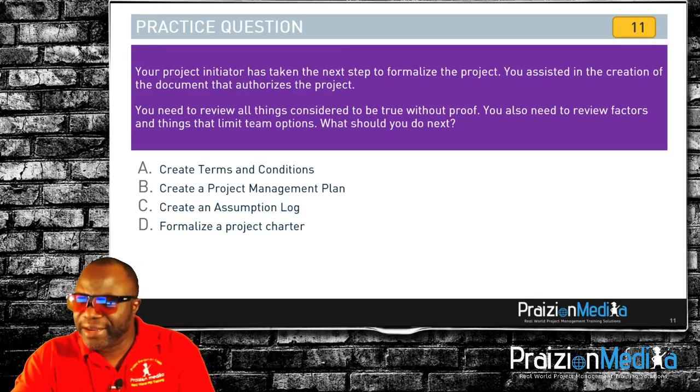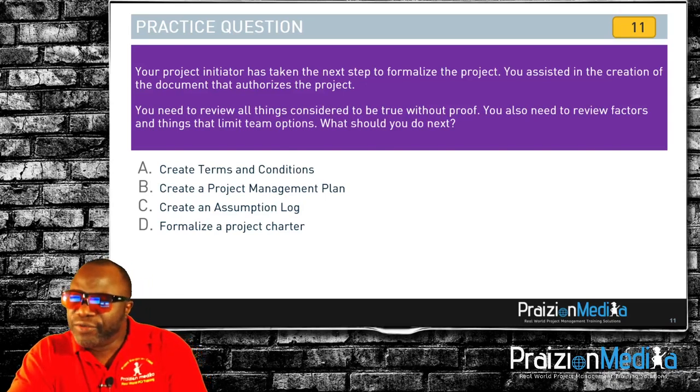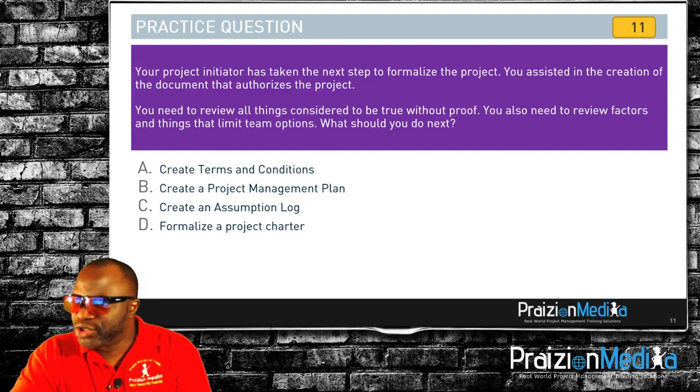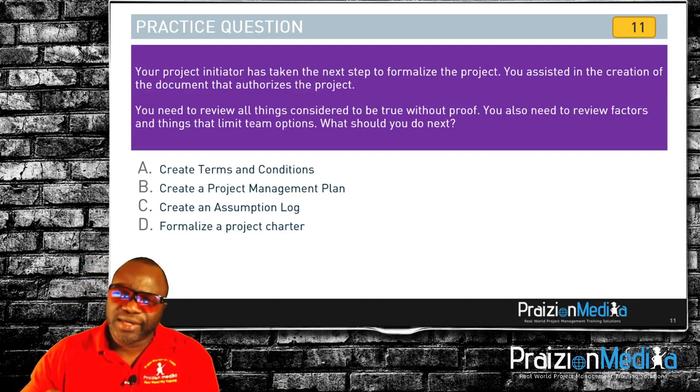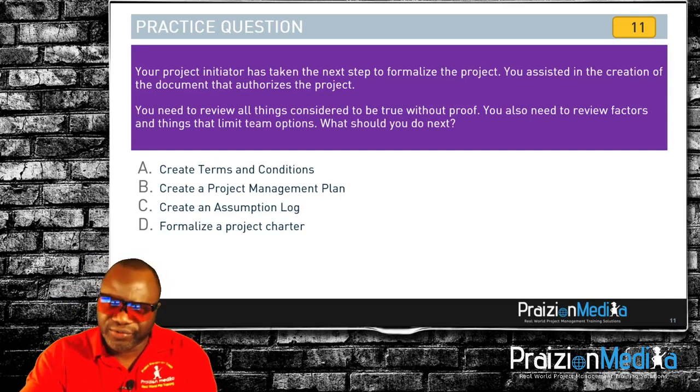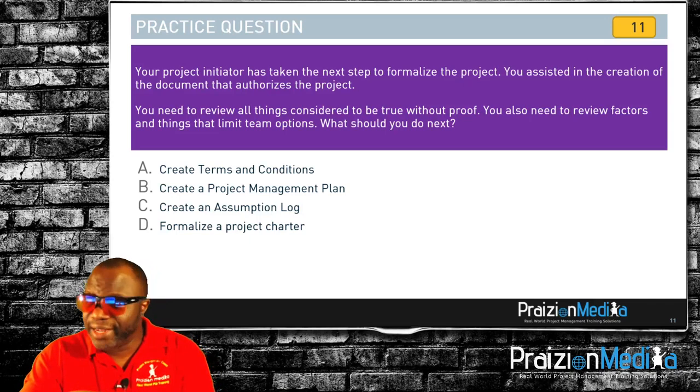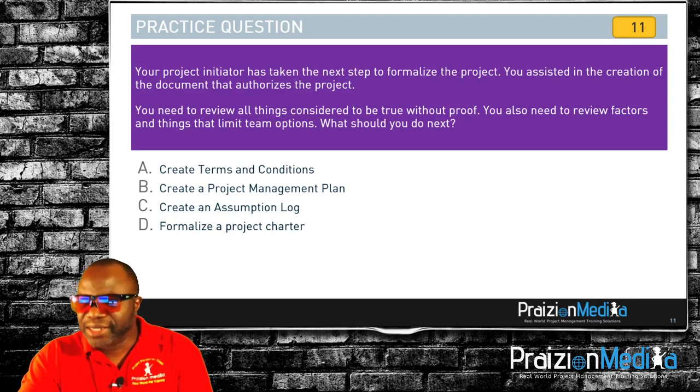So this is the 11th question, and it says, your project initiator has taken the next step to formalize the project. You assisted in the creation of the document that authorizes the project. That's the project charter, right? You need to review all things considered to be true without proof. So what are things that we consider to be true without proof? They are assumptions, right? You also need to review factors and things that limit team options. What are those? Constraints. And it says, what should you do next?